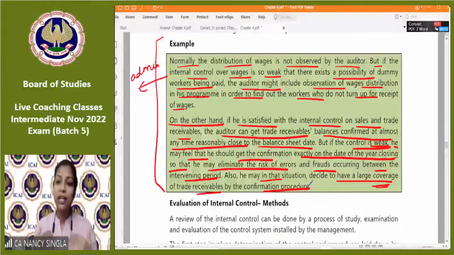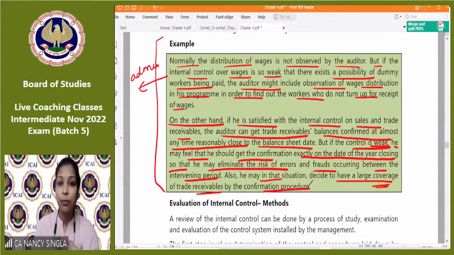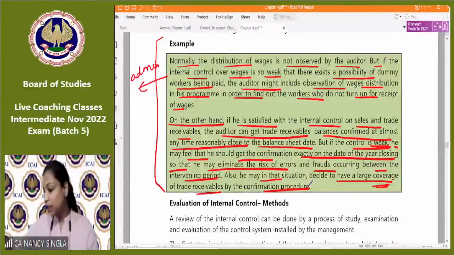And if you remember, I gave an example that the volume of transactions is high. More than 20,000 workers are there, and every month, in fact every day, payments are made. So where the volume of transactions is high and only substantive procedure won't give me sufficient appropriate audit evidence, I will have to rely on the internal control. And for that, I need to check whether the internal control is operating effectively or not. So Anil Kumar, is it clear?